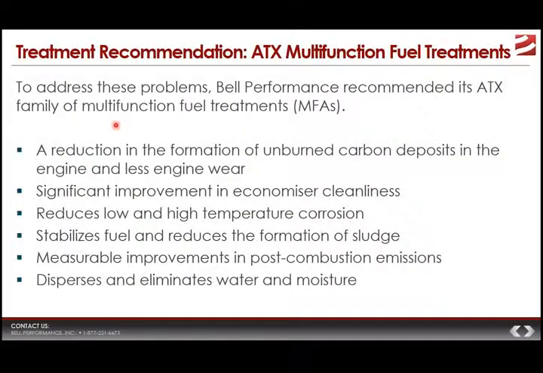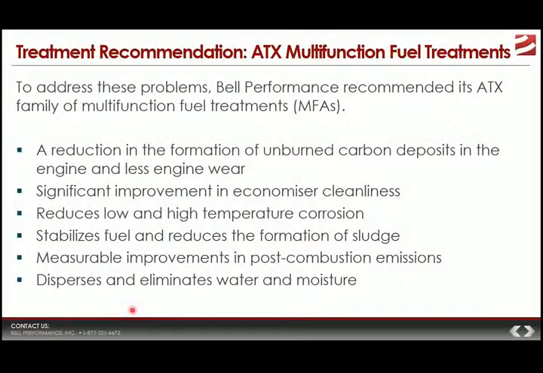So to address all of these problems that we talked about, we talked about sludge and asphaltene dropouts. We talked about lack of optimal combustion in HFO combustion systems. We talked about hot corrosion, cold corrosion. For all of these problems, we developed this ATX family of multifunction fuel treatments, and they're all designed to give these kinds of benefits.